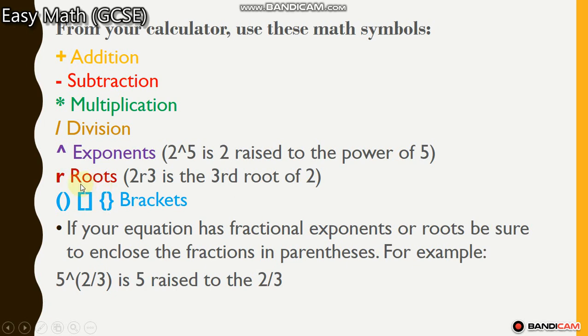R for roots. 2R3 is the third root of 2. Now these symbols are for brackets: curly brackets, square brackets, and parentheses. Note, if your equation has fractional exponents or roots, be sure to include the fraction in parentheses. For example, 5 raised to 2 over 3. 2 over 3 is a fractional power, so we have to put 2 over 3 between parentheses. So it is 5 raised to the (2 over 3).